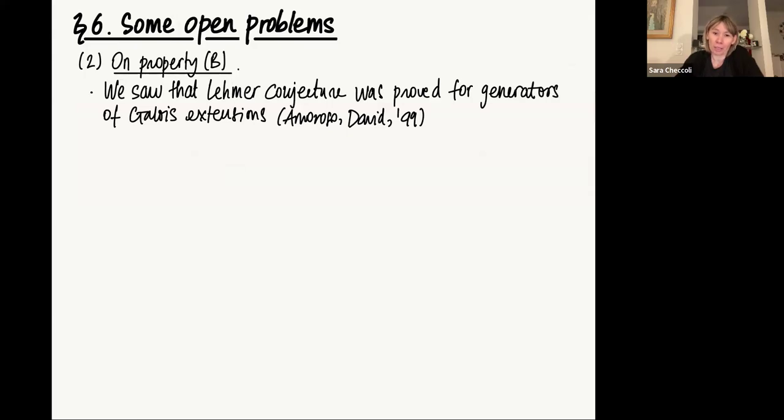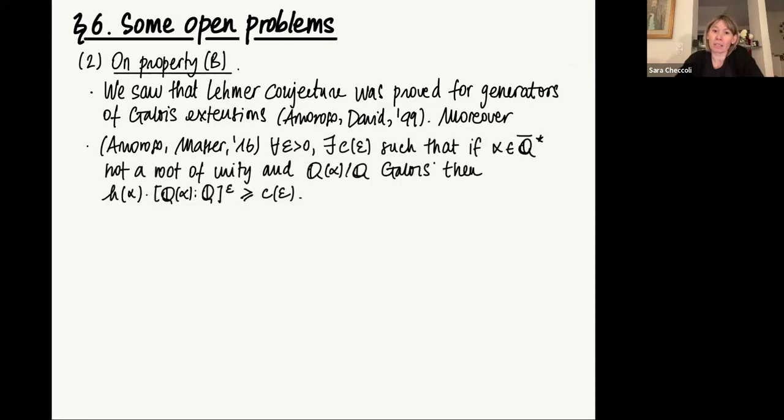And I promised that I would come back to a stronger result by Amoroso and Masser. Amoroso and Masser proved the following, even stronger result. If you take any positive epsilon, there is some constant C(epsilon) such that if alpha is not a root of unity and it is a generator of a Galois extension, then the height of alpha times the degree to the epsilon is bigger or equal than C(epsilon). So this is a very strong Lehmer-type bound, of course.